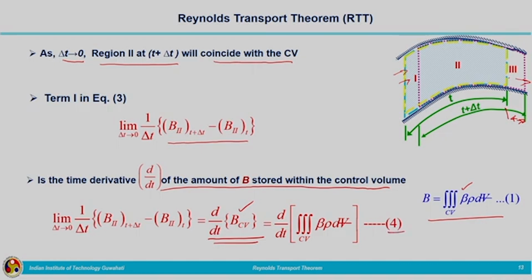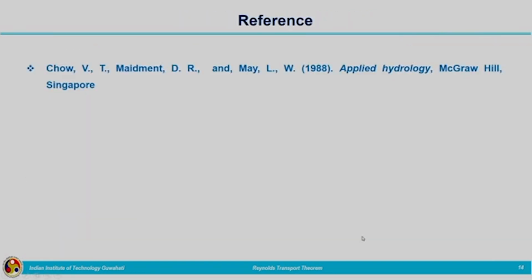So when we are talking about the time rate of change of extensive property stored within the system, it has been separated into two terms. The first term is found out to be the time rate of change of extensive property within the control volume. This part of the derivation I have taken from the textbook by Chow and others, Applied Hydrology.